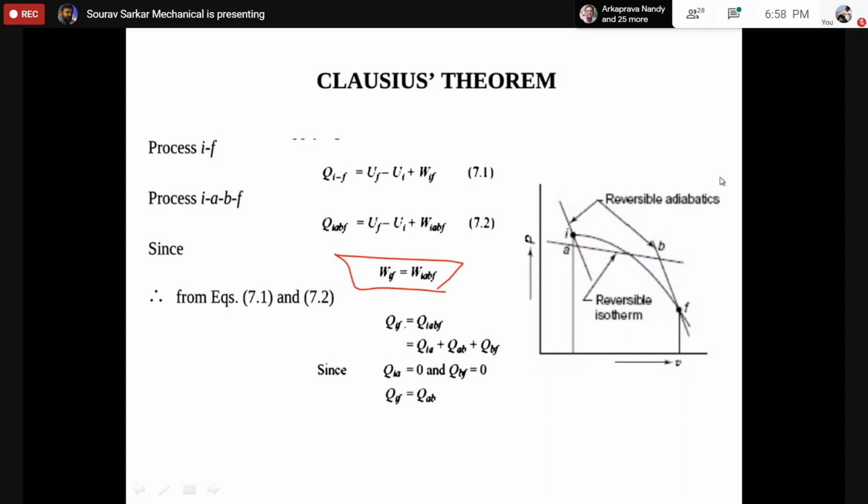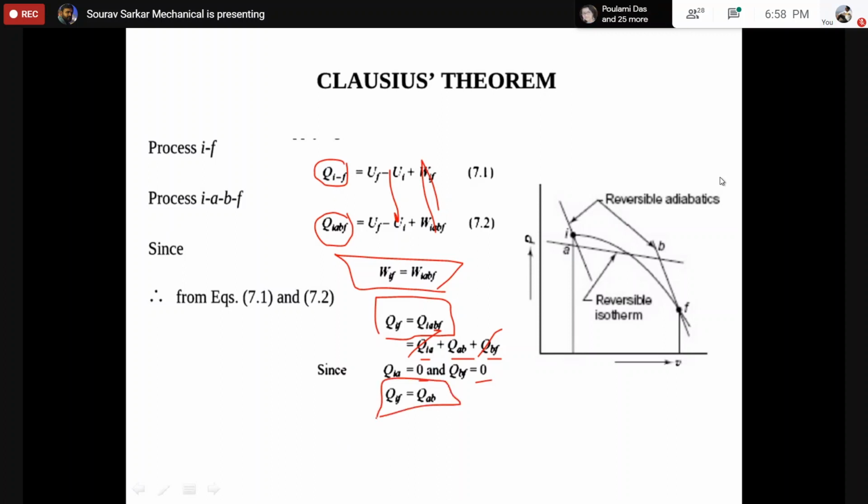If the work output of these two processes is equal, what will happen? So I can write down that QIF equals QIBF, because if these two are equal, these two are already equal, so IF equals IBF. Similarly, this QIABF can be written as QIA plus QAB plus QBF. Now QIA is equal to 0 because it is an adiabatic process, and QBF is equal to 0 because it is an adiabatic process, so the heat supply will remain the same.